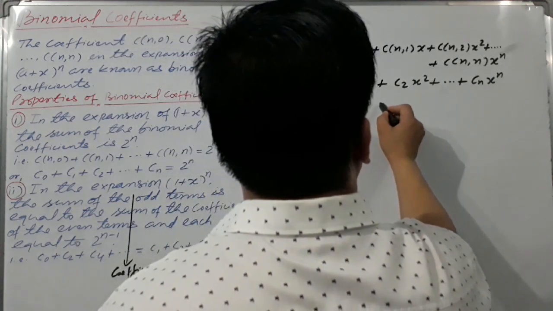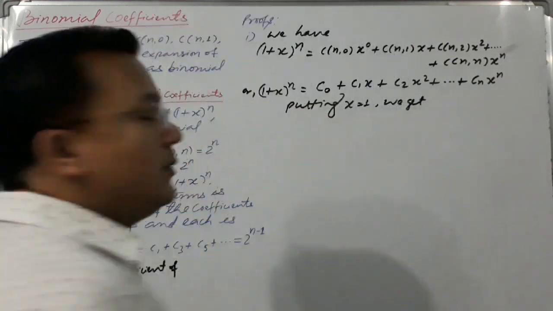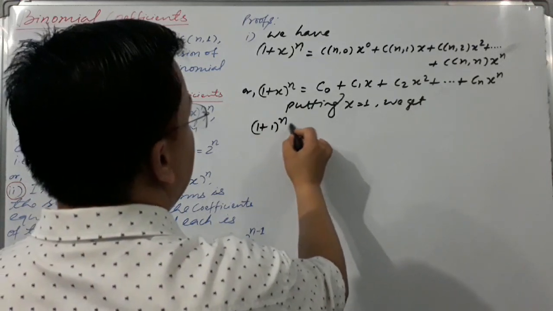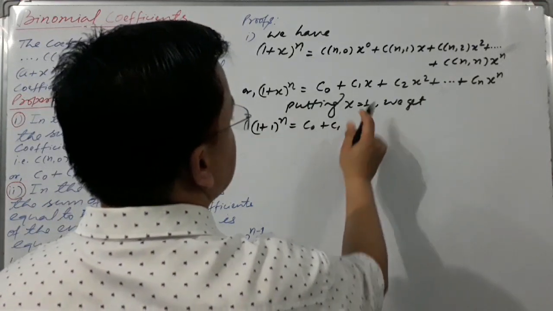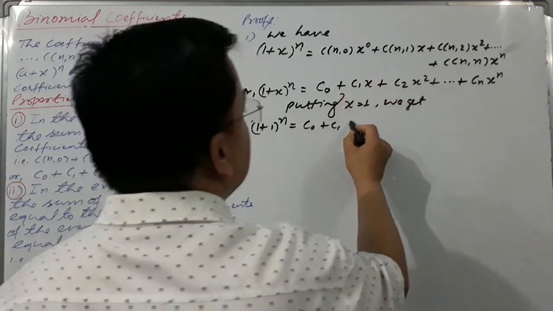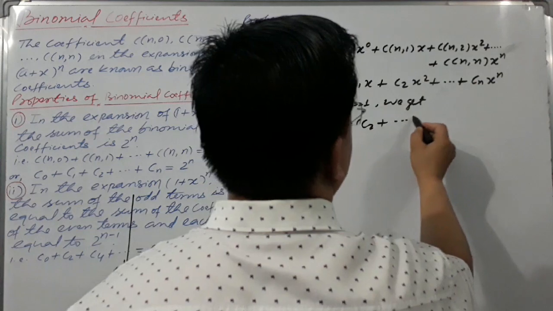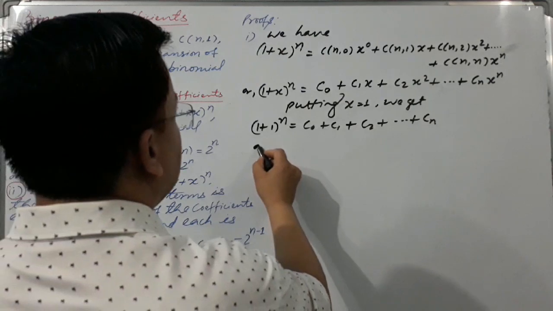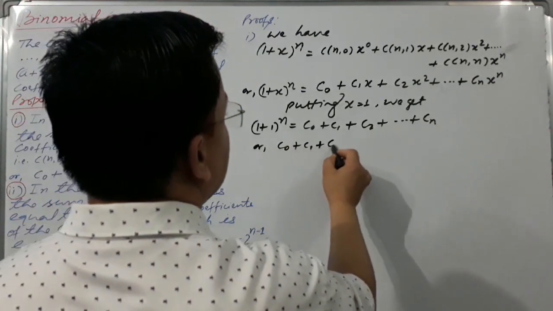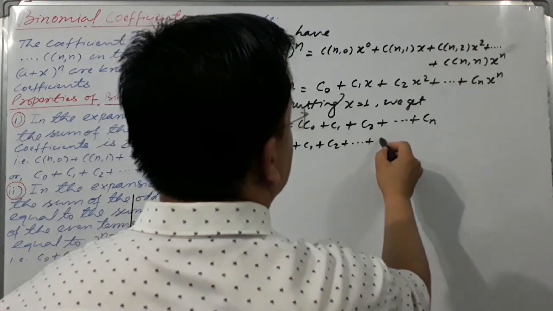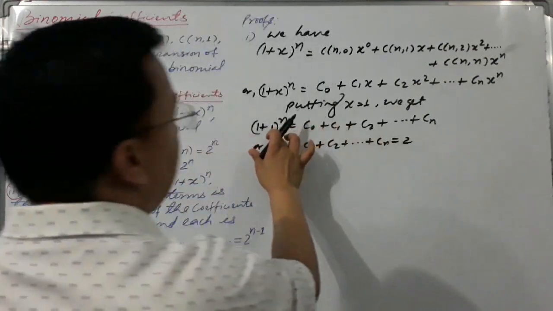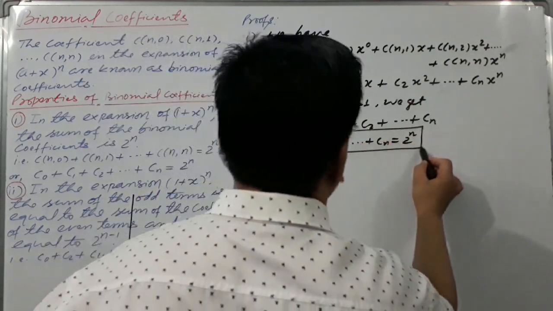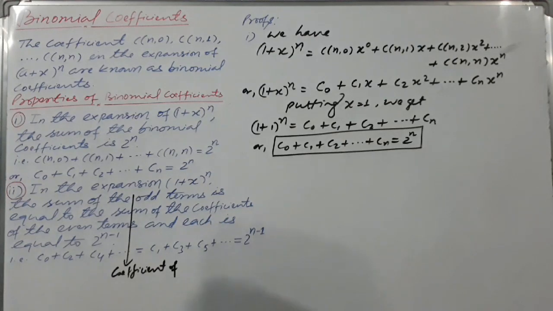Putting x is equal to 1, we get (1 + 1)^n = C0 + C1 times x, which means 1 only, here 1 squared is 1, so C2 + ... + Cn. Or you will get C0 + C1 + C2 + ... + Cn = (1 + 1)^n = 2^n. So we have proved the first property of binomial coefficients.